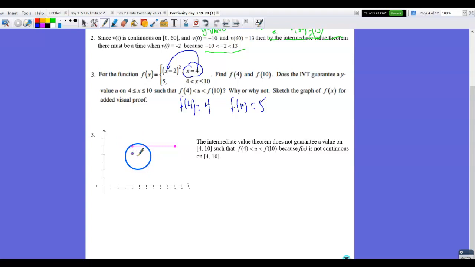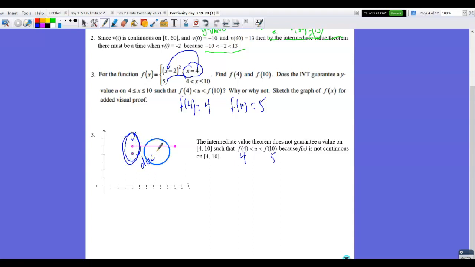There's the solid point: when x is 4, y is 4. And then when you substitute 4 into the second piece, you get a y value of 5. That's going to have a hole in it. And there's a solid point at x equal to 10. The intermediate value theorem does not guarantee a value on the closed interval from 4 to 10 such that u is a y value between f of 4 and f of 10, or we could say between 4 and 5, because f of x is not continuous on the closed interval from 4 to 10. There's a discontinuity right here.